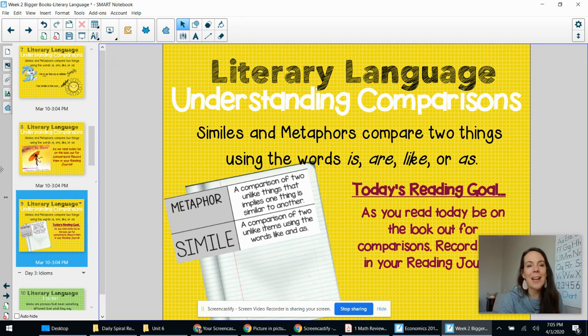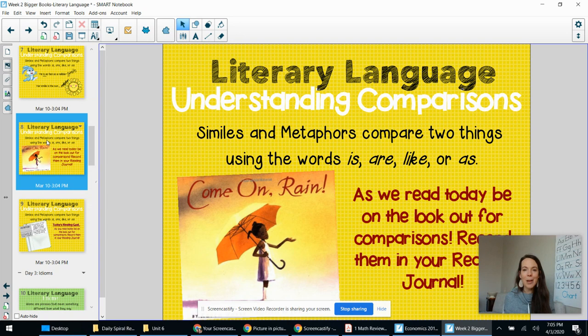So in the book that I'm going to have you all listen to today, Come On Rain, I have a couple examples from the book that I'm going to share with you, and I want you to be on the lookout for them as you listen to the story yourself. One of the examples early on in the book, the main character, she says, I am sizzling like a hot potato.